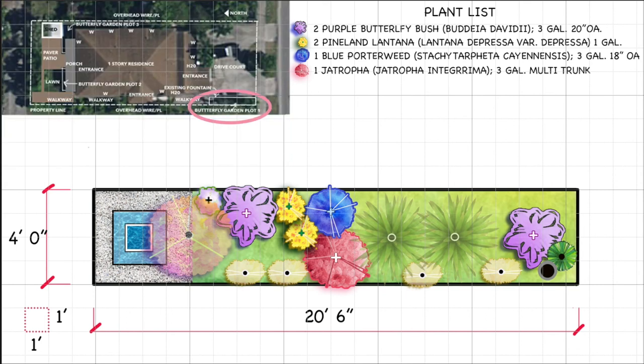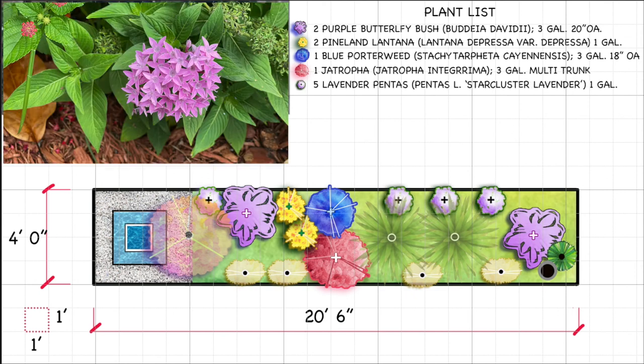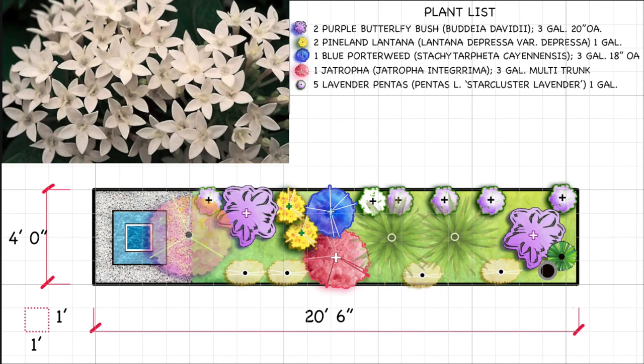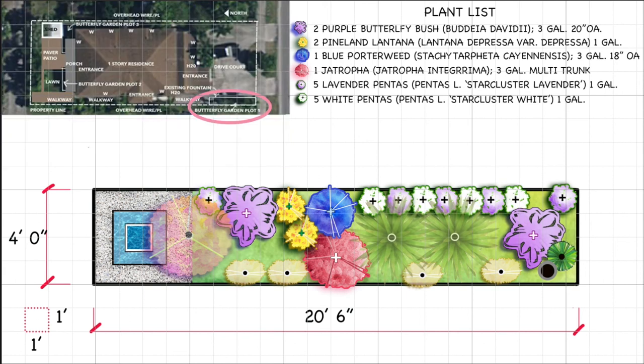The next plant I'm going to be specifying is pentas, and we're going to use two different pentas here. We're going to put in Star Cluster lavender pentas, beautiful, soft lavender color to the flowers, and Star Cluster white, which has these creamy, almost arctic white flowers. And we're going to have them mixed in along the edge of the drive here.